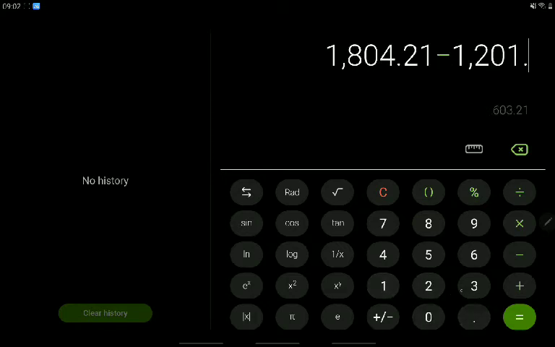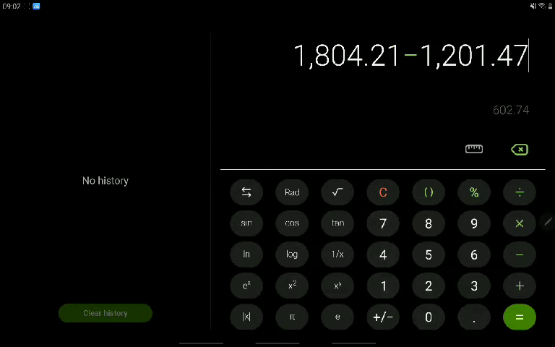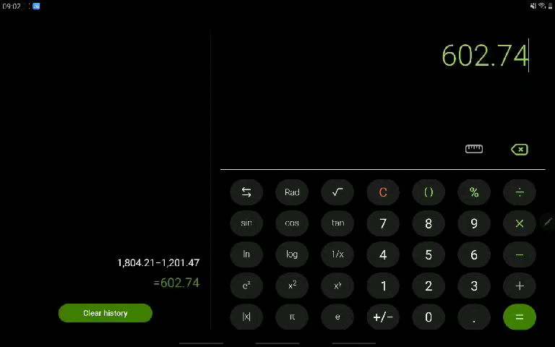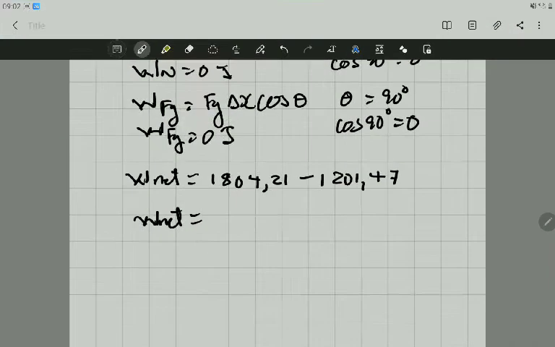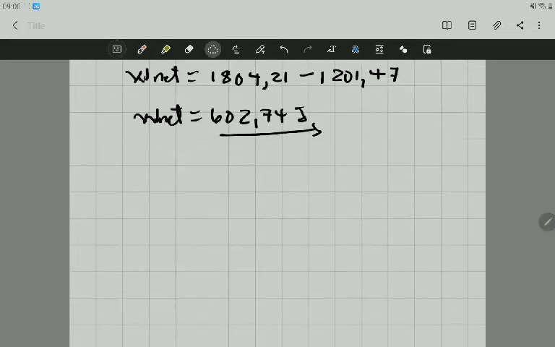Here we are, we have 1804.21 minus 1201.47. And that gives me 602.74 joules. This is the work done by the net force. So let's go now to question 1.4.